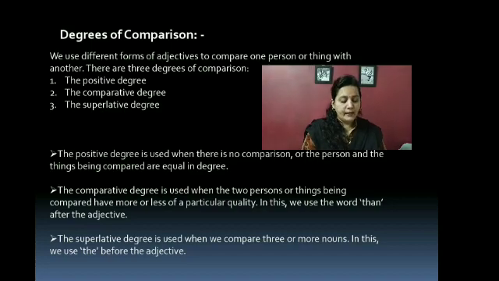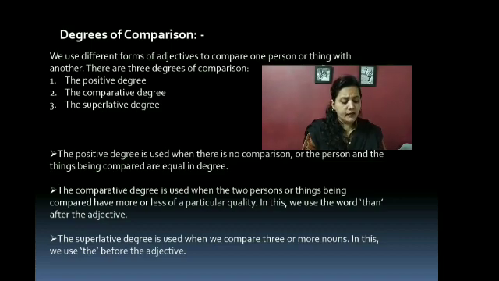Then next one is comparative degree. It is used when two persons or things being compared have more or less of a particular quality. It may be possible that one person may have more quality, another may have less quality. In that there will be comparison. And one more thing to note down, in comparative degree we use the word than after the adjective.